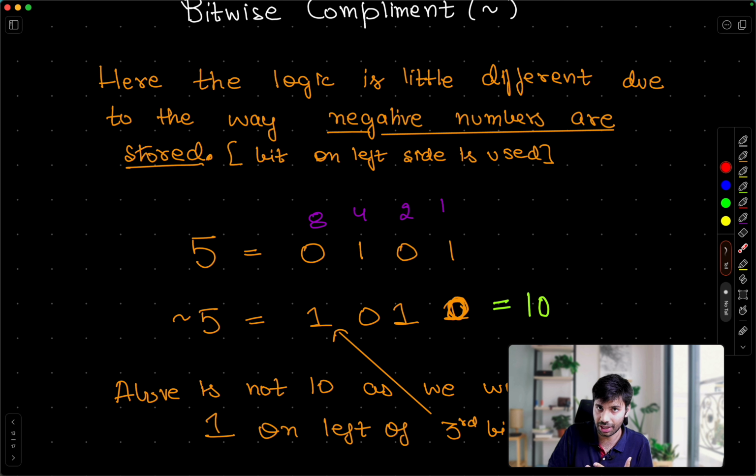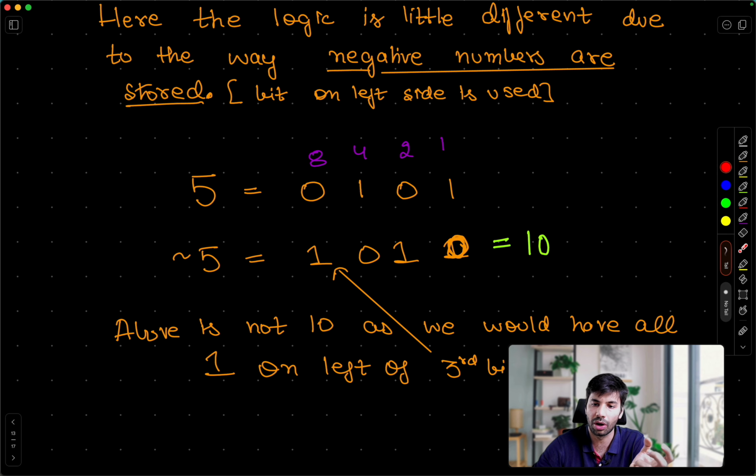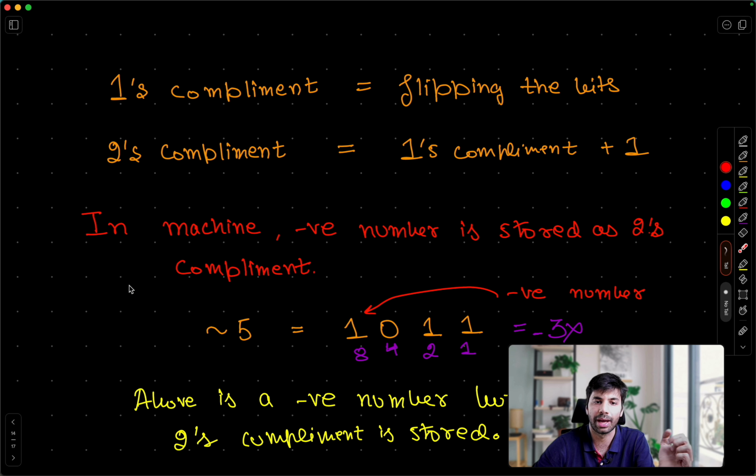So we have to understand how exactly this happens, and the answer is going to be negative here. Because see, if you would have this 0 as well, then you would make it 1, and then you would have said, yeah, it is basically 16 plus 8 plus 2. But that is not how it happens. Okay, so above is not 10, as we would have all ones. Along the third bit also, everything is going to be 1 as well, right, if we extend it. So that is not how it happens.